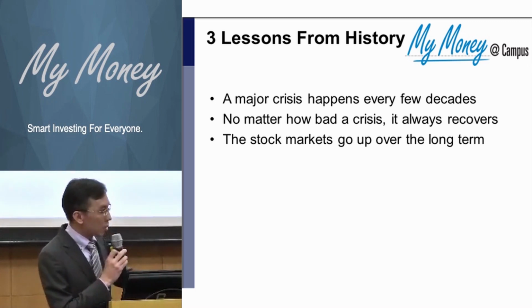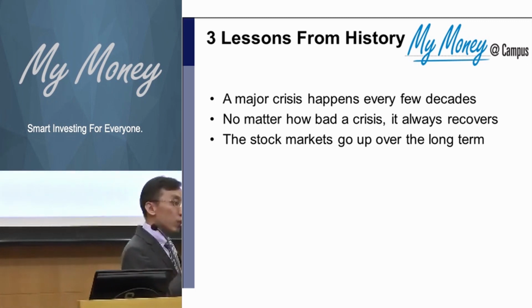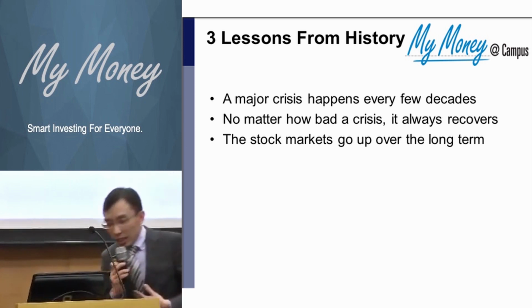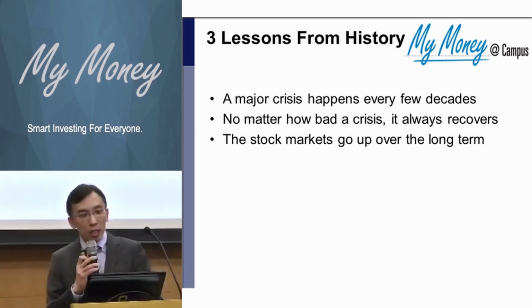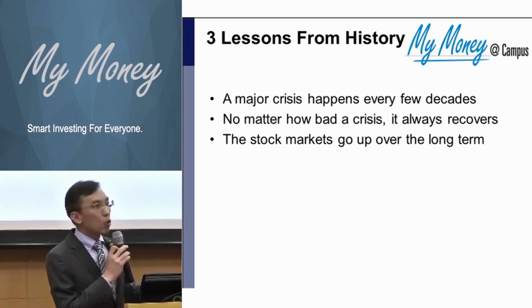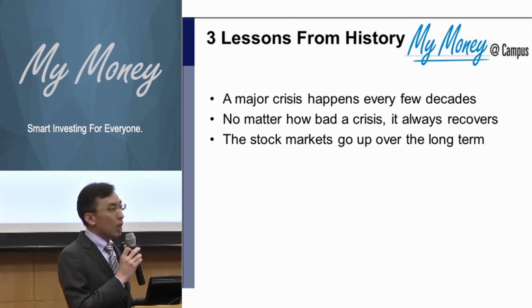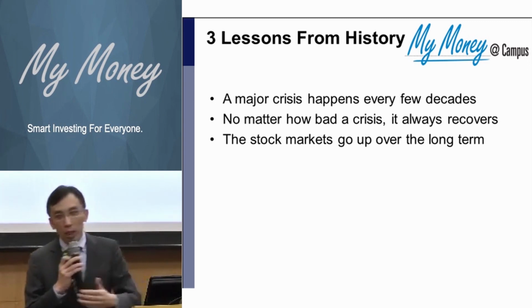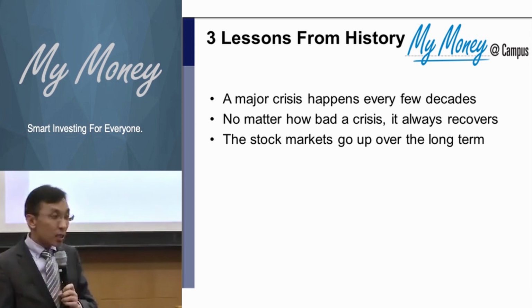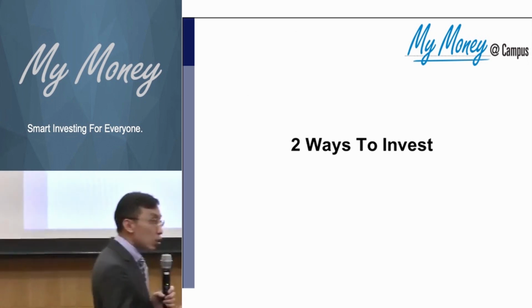First one, a major crisis happens every few decades, so I hope you don't get too worried about it. Okay. Secondly, no matter how bad a crisis, it recovers. And thirdly, the market generally goes up over the long run. So keep these 3 lessons at the back of your mind, because it is going to help you make your investment decision. 3 lessons, 2 ways to invest. So these are 2 applications.